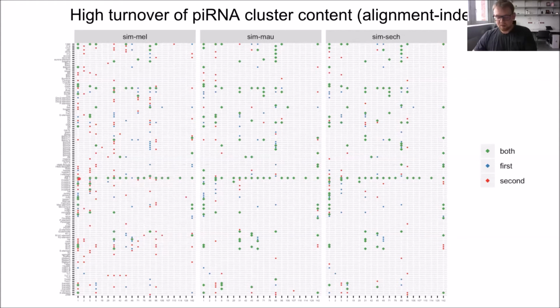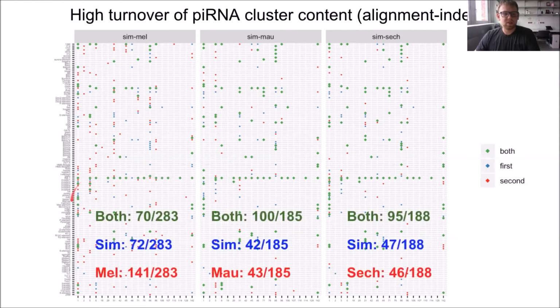However, most of the TE content is private to one of the species, as you can see here from the numbers, especially in the comparison between simulans and melanogaster. Really, a very large fraction is private to one species. But also in the closely related species, a substantial amount is private to one species. So this suggests that even with our alignment-independent approach, just comparing the content, there is a high turnover within these regions.